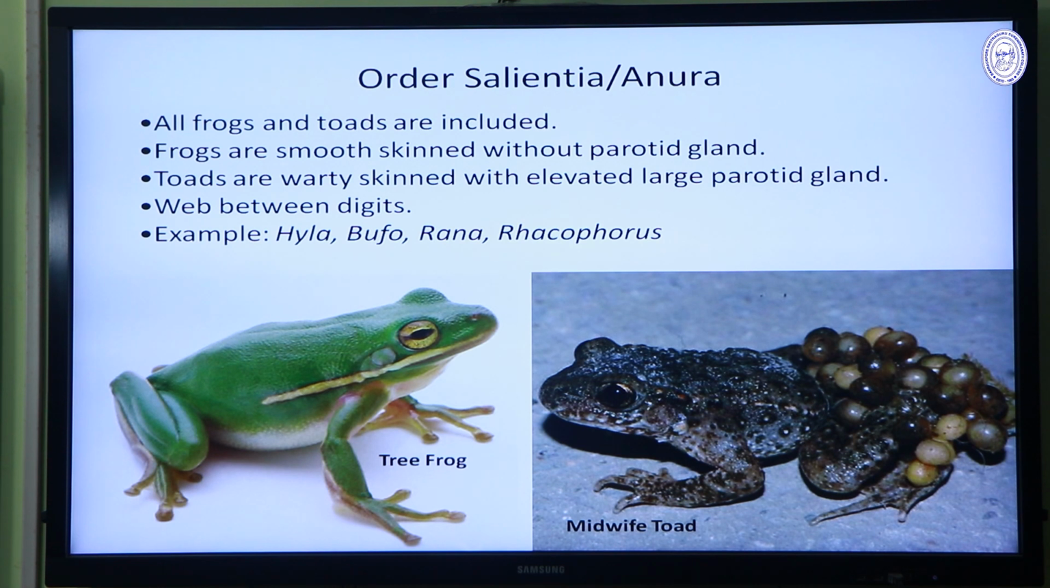The most prominent order is Salientia or Anura, that is frogs and toads. The basic difference between frogs and toads is that frogs have a very smooth skin without a parotid gland. Toads have warty skins with an elevated parotid gland. They have webs between digits. This is the midwife toad protecting its eggs on its rear end, and this is the tree frog, that is Hyla.